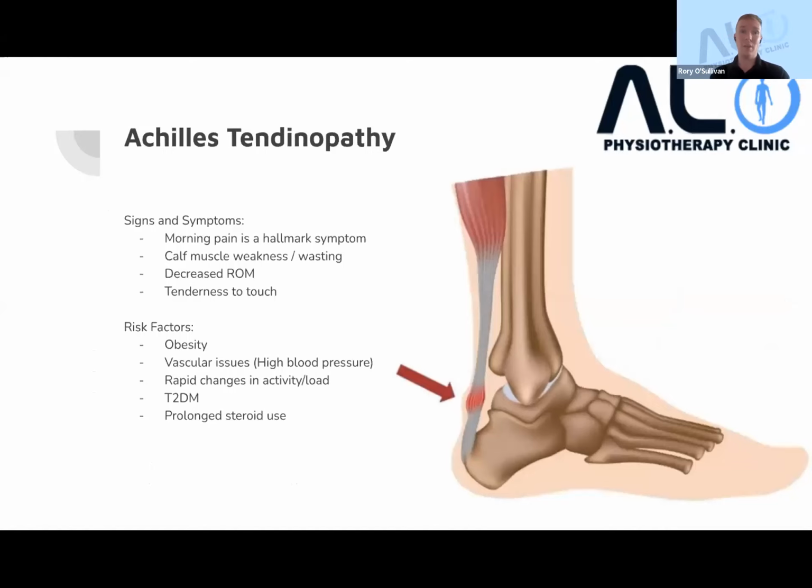So Achilles tendinopathy, looking more towards middle distance or short distance runners now. Morning pain is a classic symptom with this. You usually have a bit of muscle weakness and wasting around the calf muscle, usually with stiffness around the ankle, and there's tenderness to touch. Anyone who's overweight or has some vascular issues is a bit more at risk, and anyone with diabetes or long-term steroid use, and anyone who's increased their activity levels.